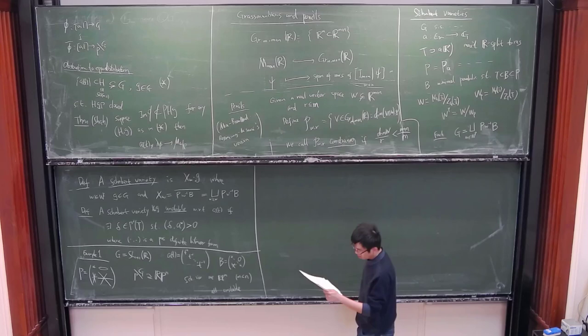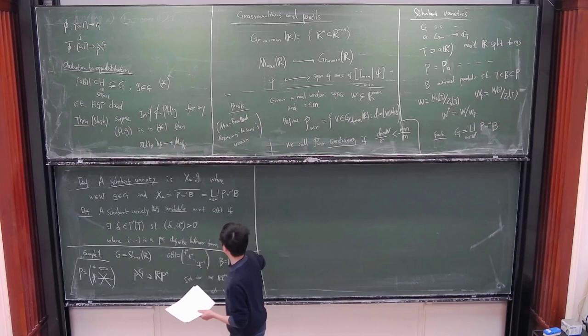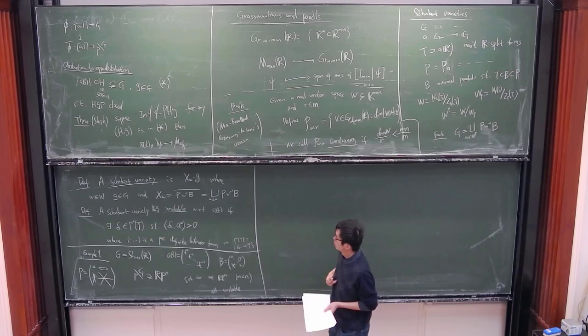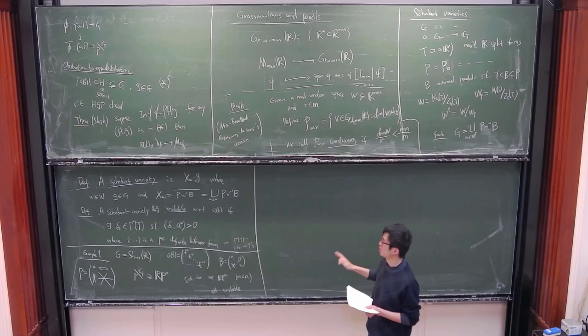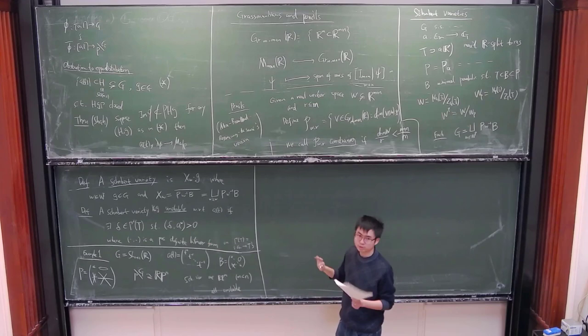Isn't delta a character? I mean, isn't this a pairing of characters and co-characters? It's a co-character. Oh, yeah. Yeah, A is a co-character, and delta is a co-character. Yeah, because A is a co-character of T. Yes. And by definition of the Weyl group, the Weyl group acts on that by conjugation. Okay.